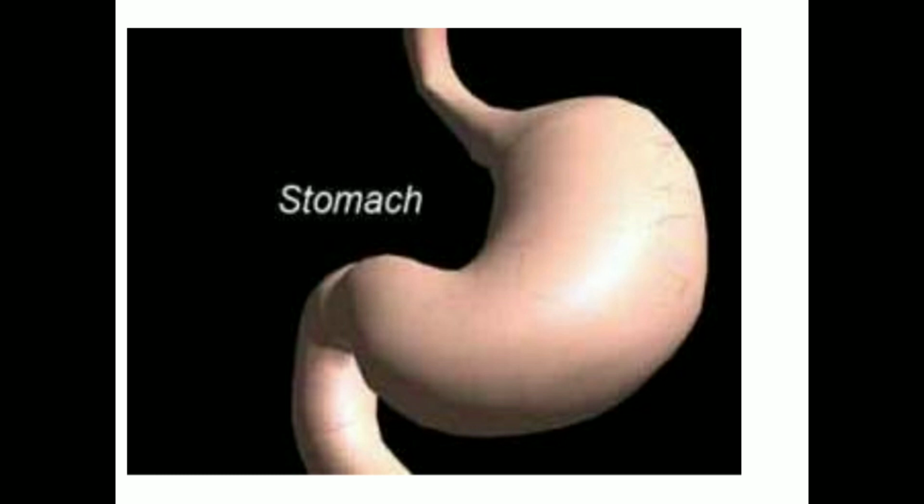Okay, so if you see, it connects the lower end of the esophagus. You see, this is the esophagus which ends here. It connects the lower end of the esophagus to the duodenum. This is the part, you see, duodenum. Upper it is connected to the esophagus, lower it is connected to the duodenum.